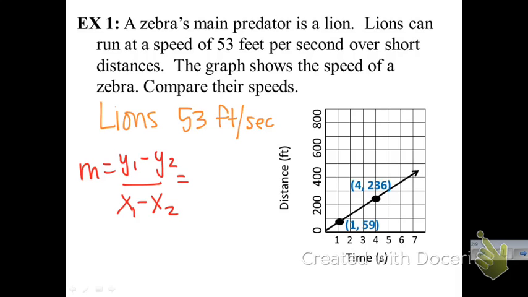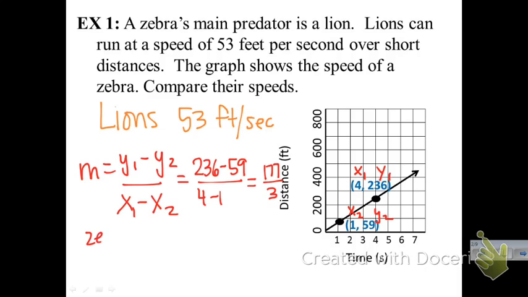So my point up here, I'll call it x1, my other one I'll call y1. My other one I'll call x2 and y2, and then I'll fill those into the equation. So it'll read 236 minus 59 all over 4 minus 1. And 236 minus 59 gives us 177 over 4 minus 1 is 3, and then we can reduce that. 177 divided by 3 is 59.